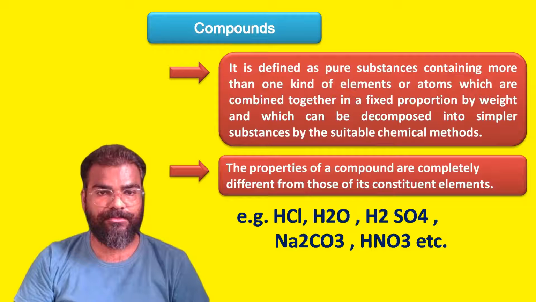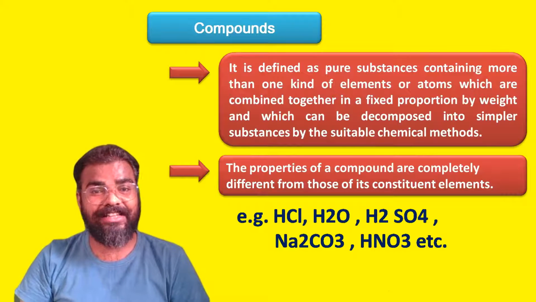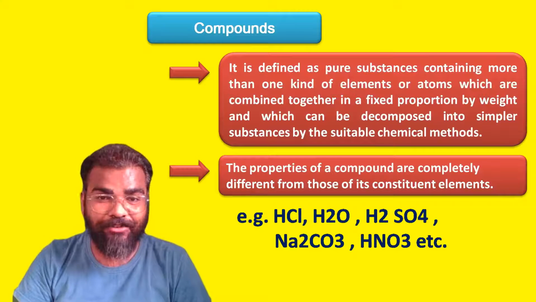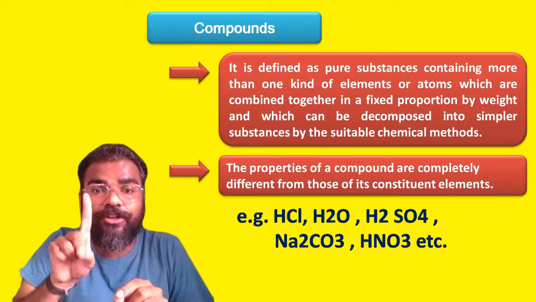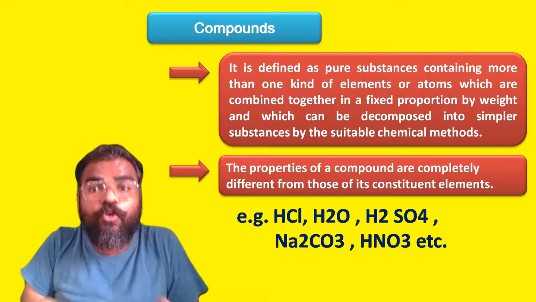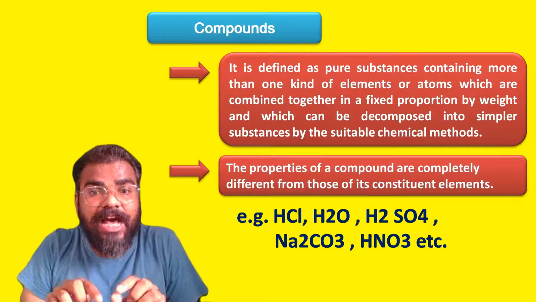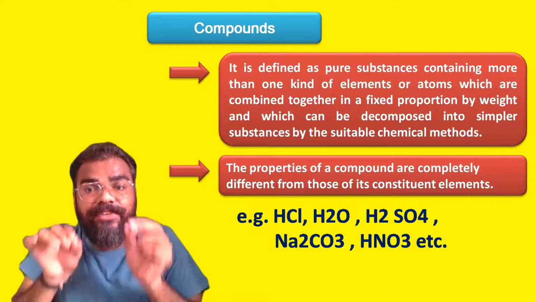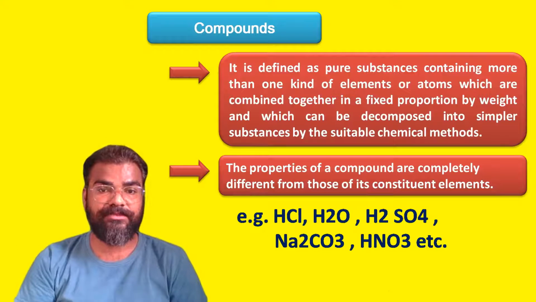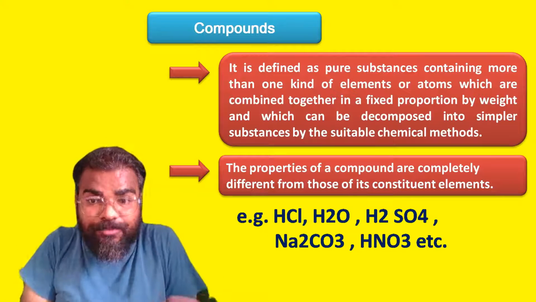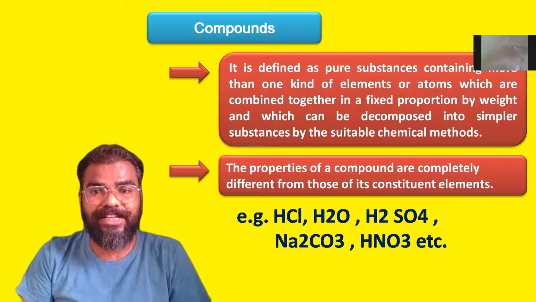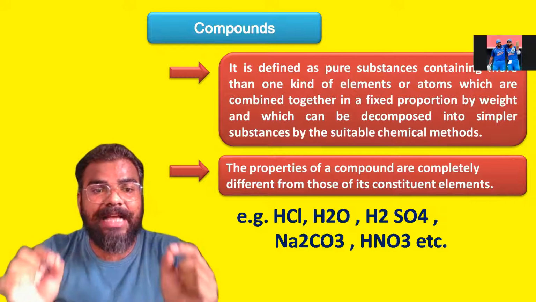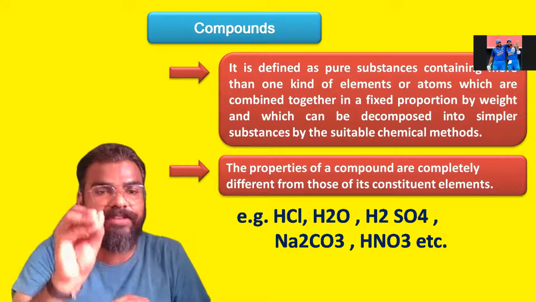After that, the next picture is the compound. So what is a compound? It is defined as a pure substance containing more than one kind of elements or atoms which are combined together in a fixed proportion by weight, and which can be decomposed into simpler substances by suitable chemical methods. Then it is known as a compound.